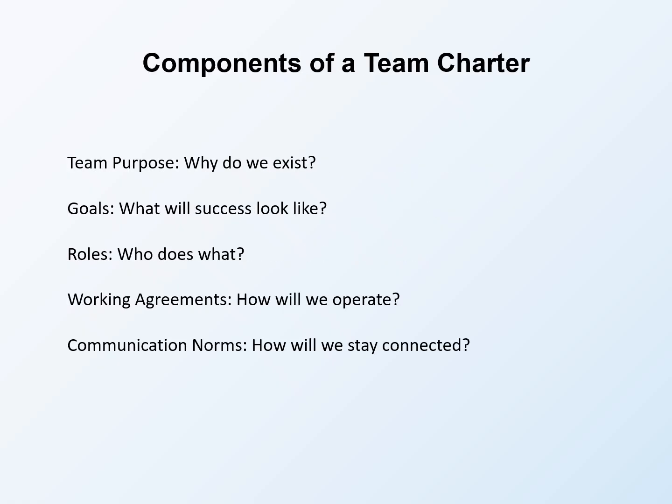Now let's look at what goes into a team charter. First is team purpose. Why does this team exist? What are we trying to accomplish together? This should connect to the broader mission. Second is goals. What will success look like? Be specific. How will we know when we've achieved what we set out to do? Third is roles. Who does what? Beyond the agile roles, what specific responsibilities does each team member have? Fourth is working agreements. How will we operate? This covers everything from meeting norms to decision-making processes. And fifth is communication norms.